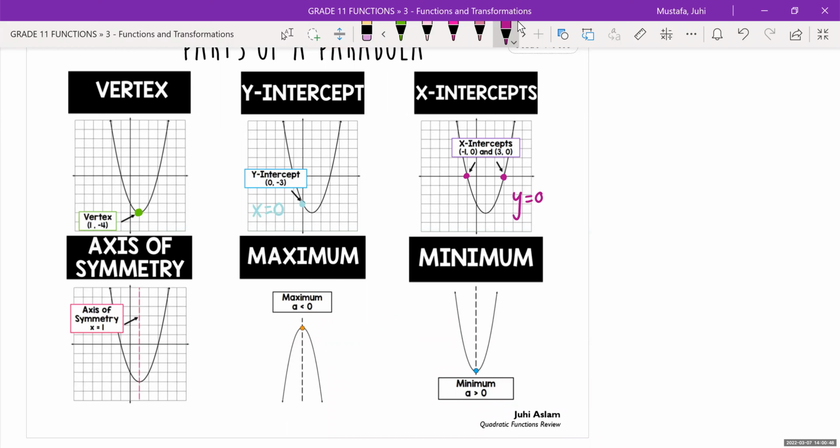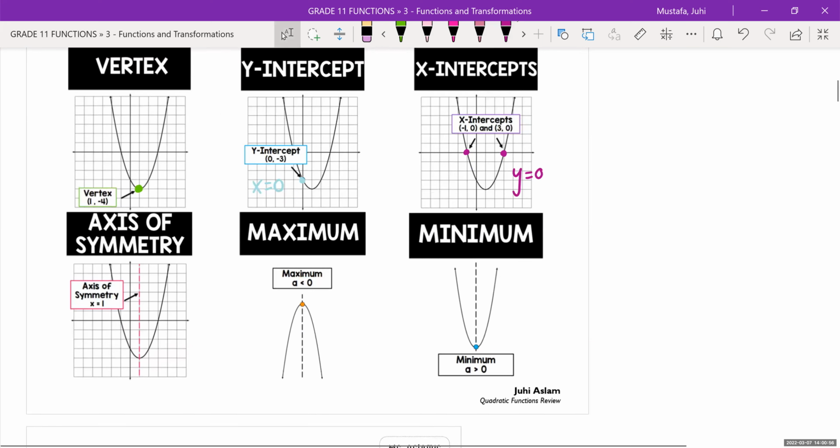The axis of symmetry: a parabola is perfectly symmetrical. So if you want to split the parabola in half, that is the axis of symmetry. To do that, you can just split the parabola in half by drawing a line and then figuring out what the equation of that line is. Basically, what number does it go through and what axis it's going through. So in this example, it would be x is equal to 1.